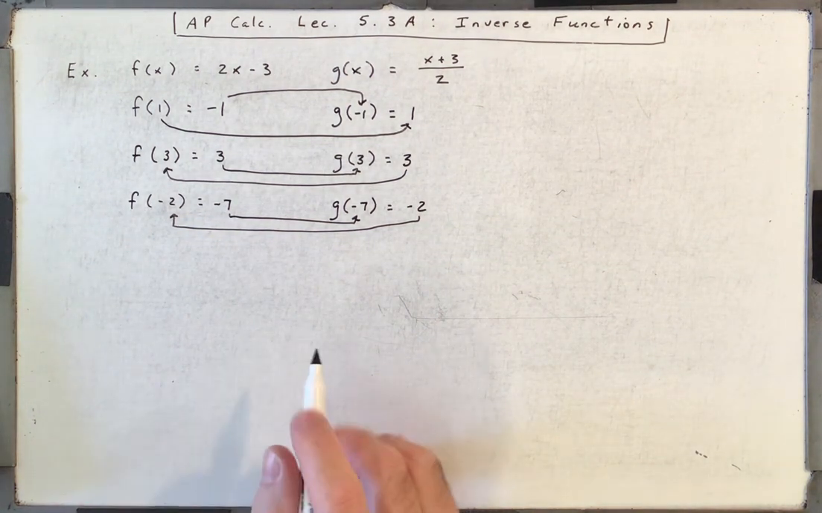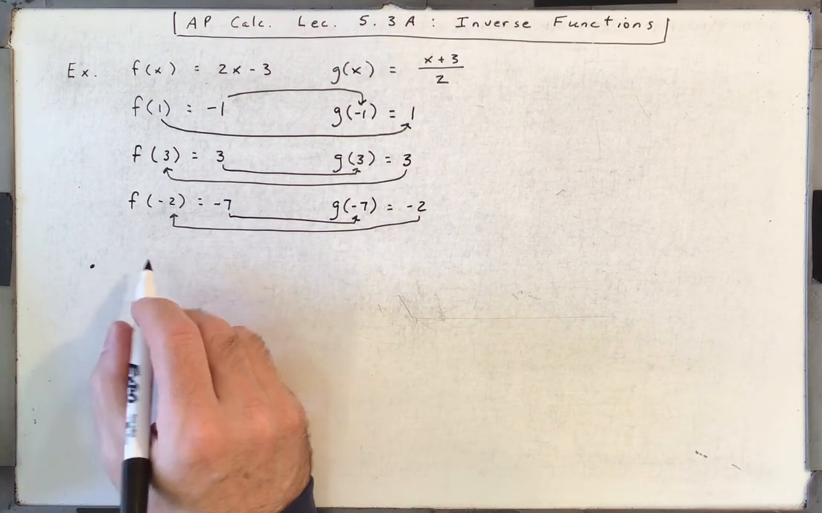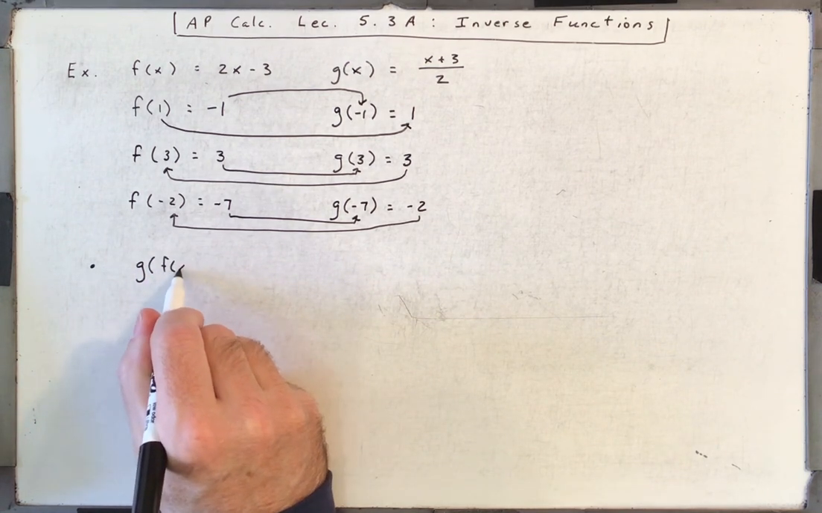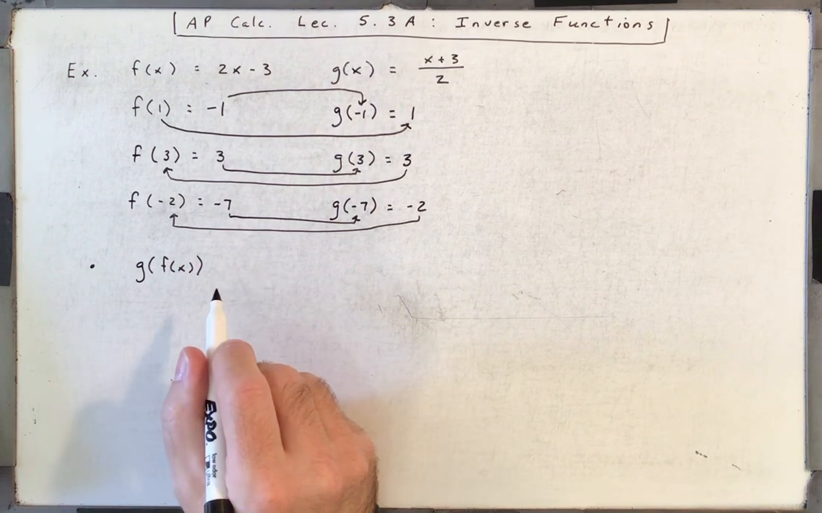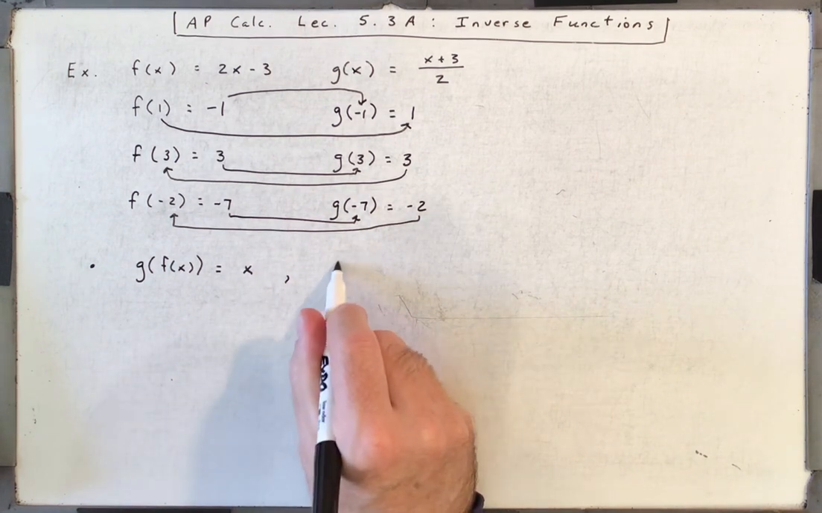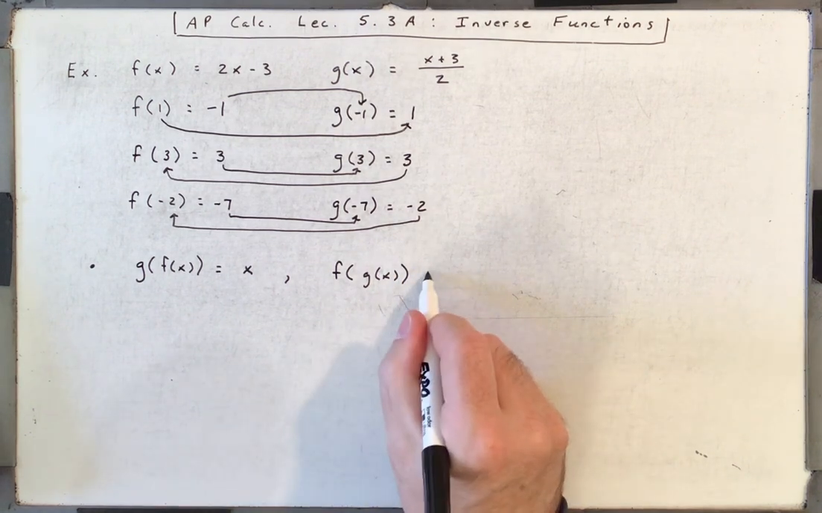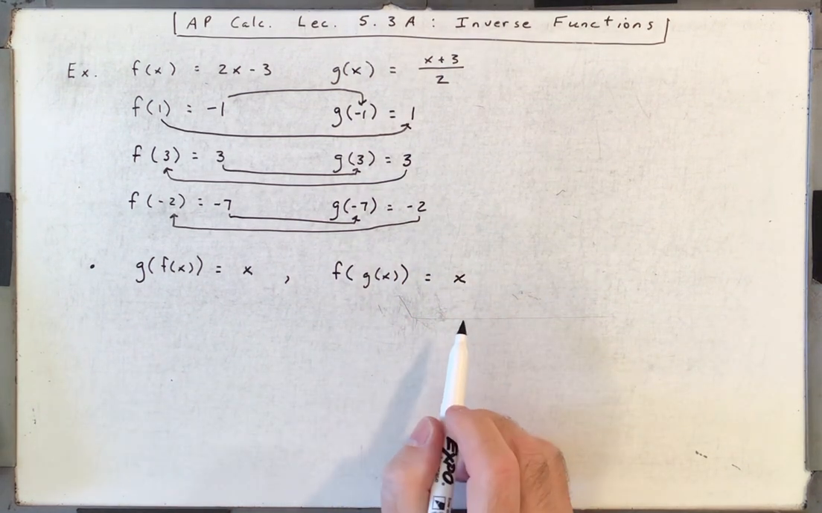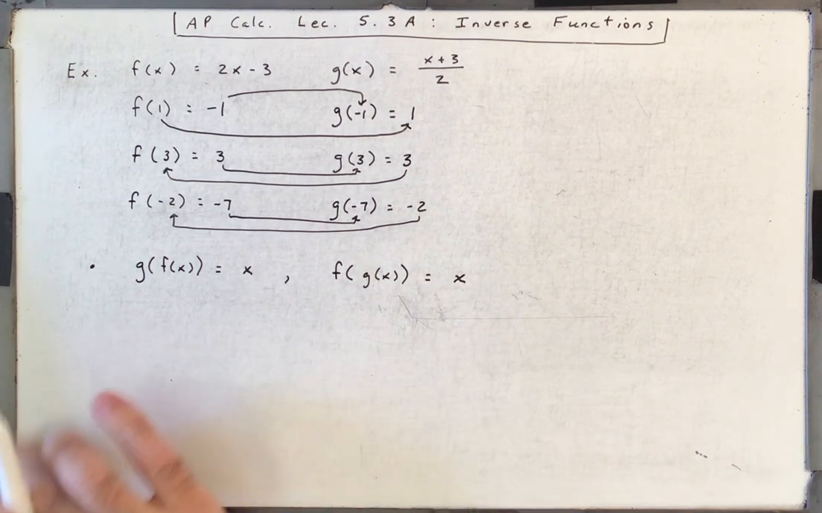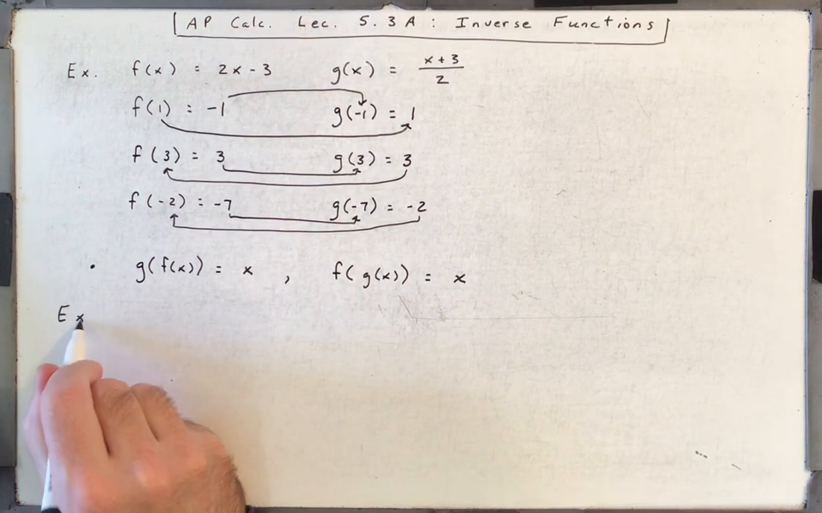Okay, so just on further, the next bullet on your notes there: if g of x is the inverse of f of x, then g of f of x, and I'll show you what I mean in a minute, when you simplify it down, will equal x. And f of g of x, when you simplify that down, will also simplify to x. They both have to work in order for the two functions to be inverses.